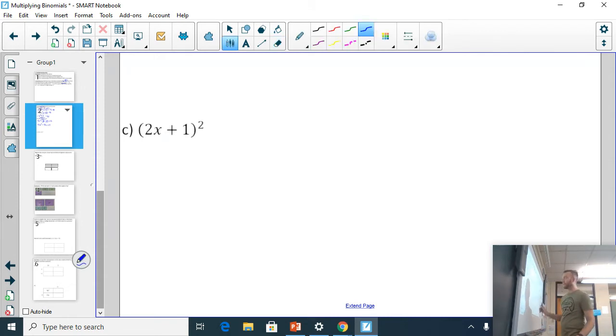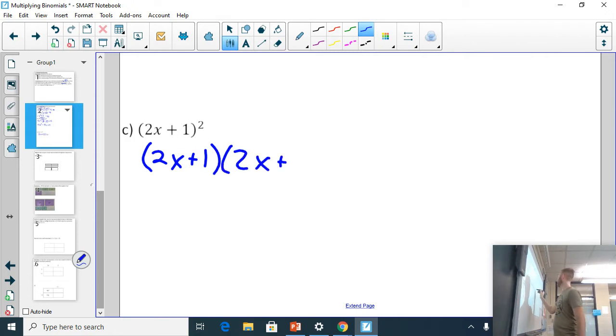Remember what squared means? Squared means something times itself, right? So that's what it means when we have a binomial squared. And now we can do this.